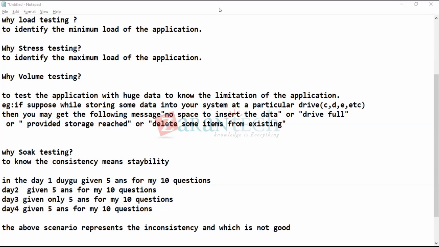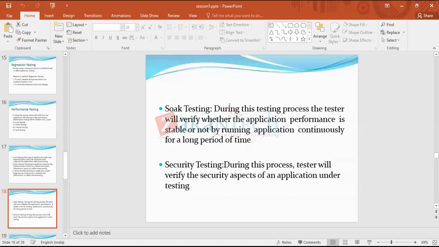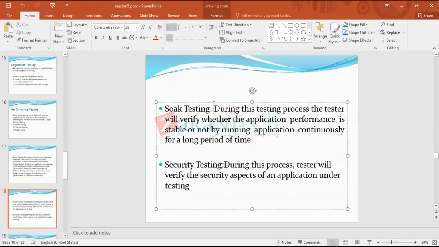See the definition, you can read it. Soak testing: during this testing process, the tester will verify whether the application performance is stable or not by running the application continuously for a long period of time. For a long period of time, the testing engineer has to execute multiple times, then he will come to know the consistency point of the application.